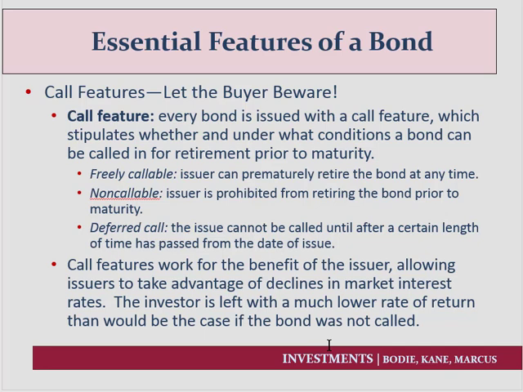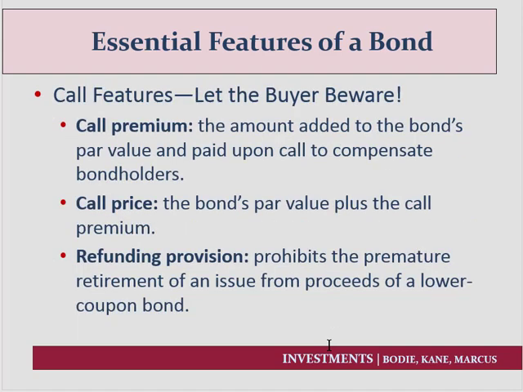So when interest rates have fallen substantially, we're going to find that companies want to refinance their bonds, just like consumers want to refinance their debt on a mortgage, for instance. If interest rates start to fall, it might make sense to lower the cost of financing if they can get a lower interest rate. That's what this call feature is for. Now, essentially what happens is there's something called a call premium. This is how much is added to the par value and paid upon the call to compensate bondholders.